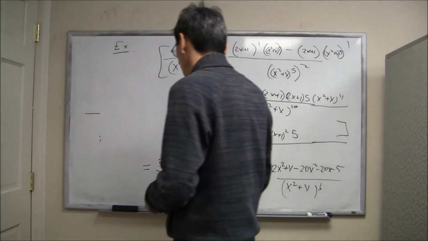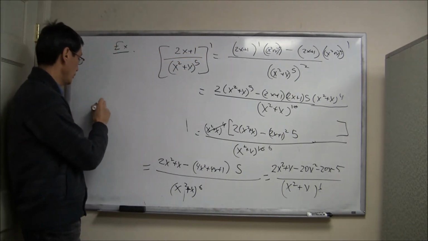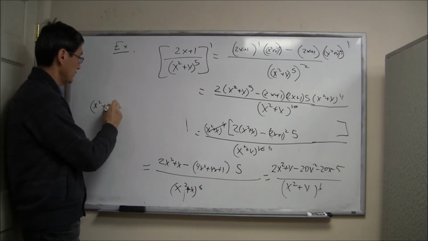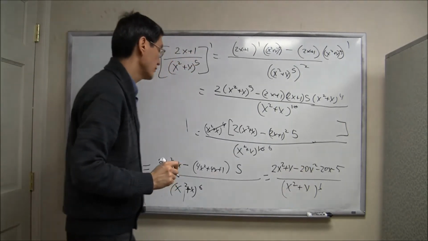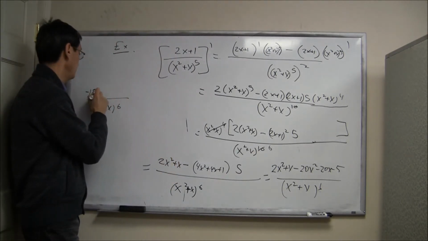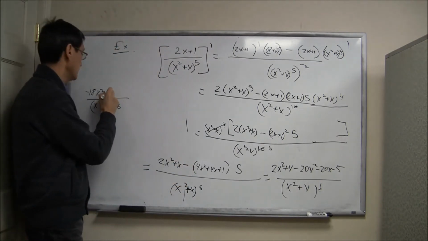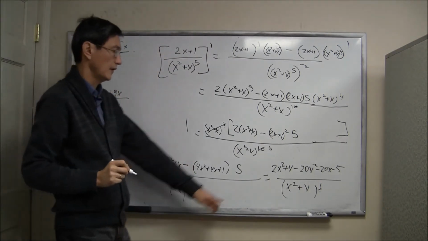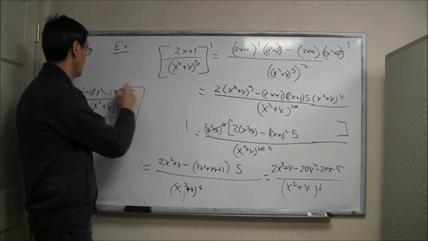So finally, after combining like terms, we should get our answer, which is x squared plus x raised to the 6th power in the denominator. In the numerator: 2x squared minus 20x squared is minus 18x squared, x and minus 20x is minus 19x, and minus 5. So that is going to be our final answer for this problem.